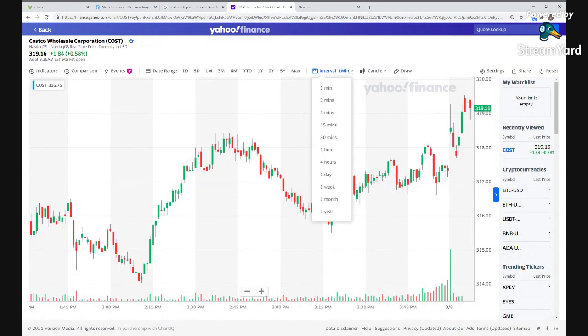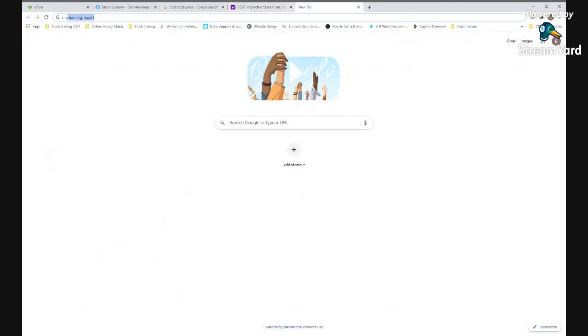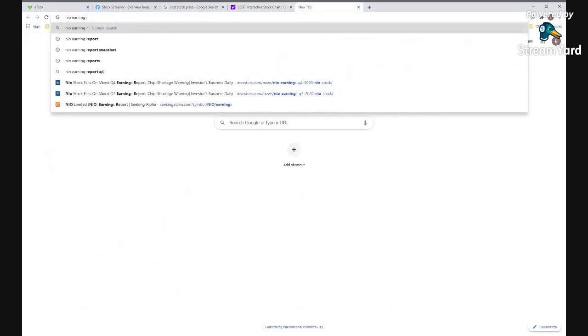But this portfolio is for the long term. I know it's a good price for the long term. I used the RSI model. So let's just leave that at 1 minute. And the next stock I'm going to look at is NEO. So how do I find the charts for that?